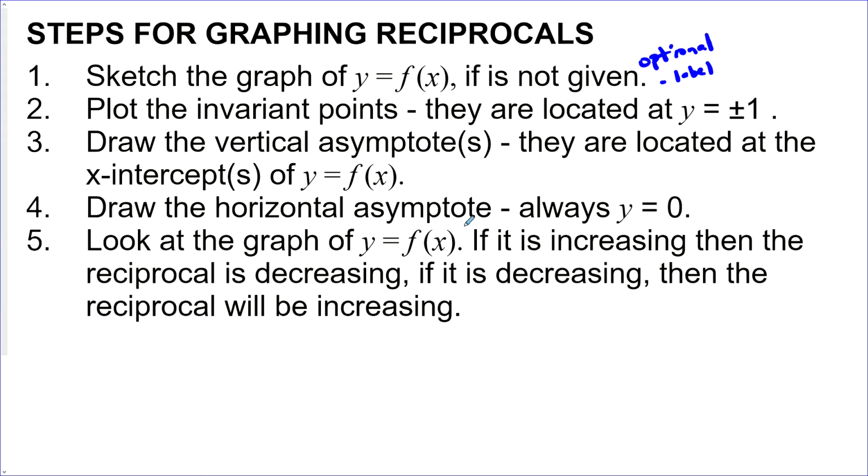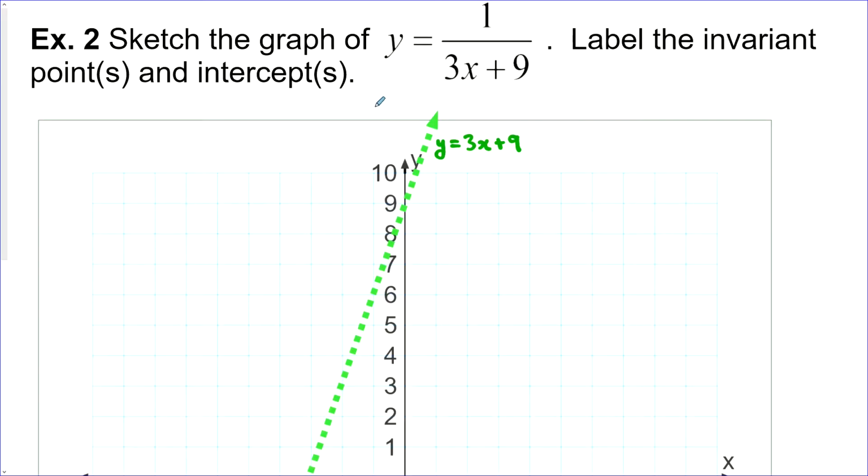Draw the asymptotes, and then this is a good key for how to draw it. Look at the graph of f of x. If it is increasing, then the reciprocal is going to be decreasing. And if f of x is decreasing, then the reciprocal will be increasing. Let's try this out with sketching the graph of 1 over 3x plus 9.